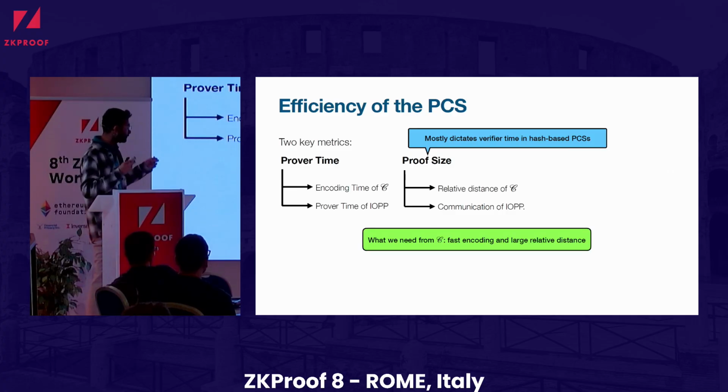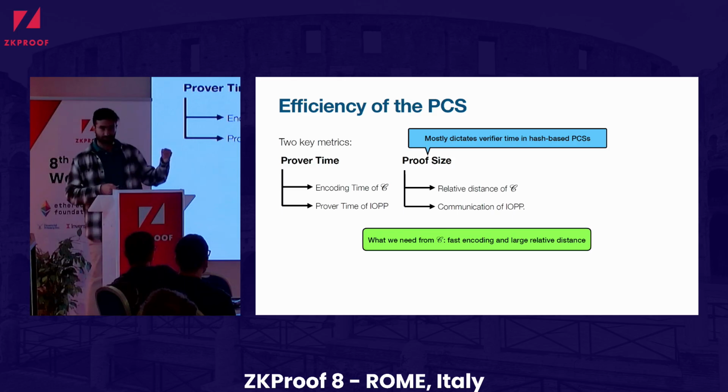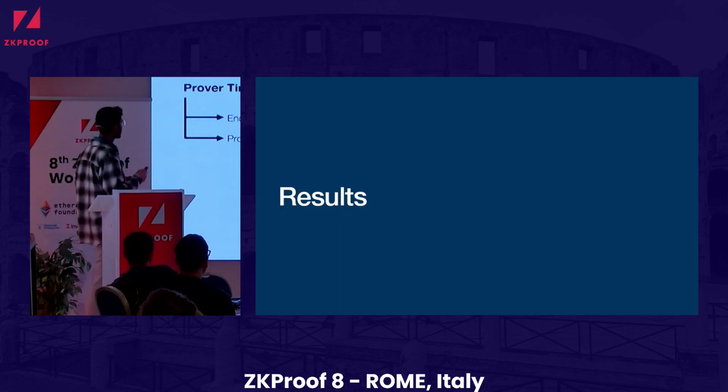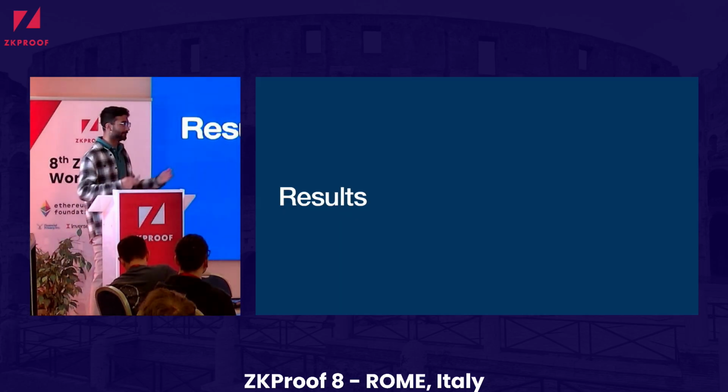And so therefore, if we want fast provers and small proof sizes, what we need from the error-correcting code is fast encoding and large relative distance. And what we need from the IOPP is fast prover and low communication. OK. And now that we've shared all the background, we can finally talk about our actual results.